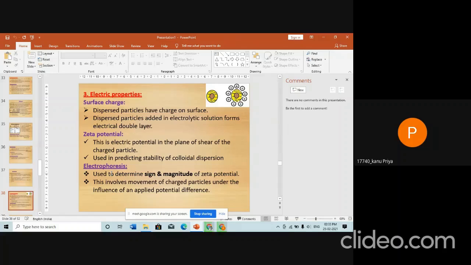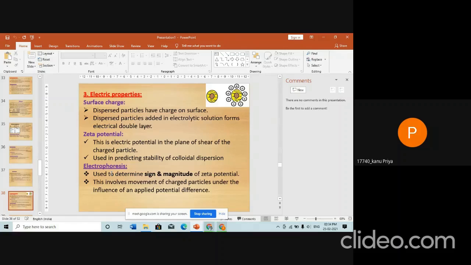to the dispersed particle. Because there is a distribution of charge around the particles, they cause a potential difference between the layer and the solution across the diffuse layer. So this is called the zeta potential and is used for predicting the stability of colloidal dispersion. Electrophoresis is used to determine the size, magnitude of zeta potential, and the movement of charged particles under the potential difference.